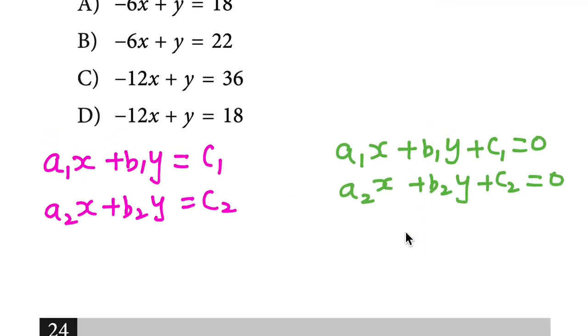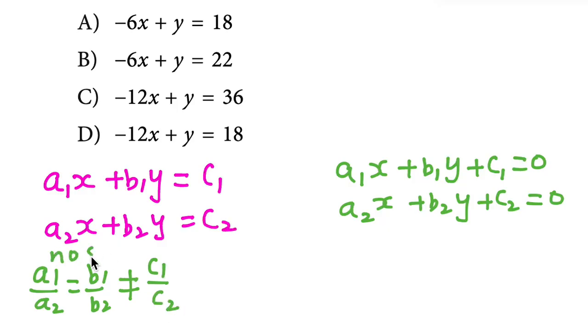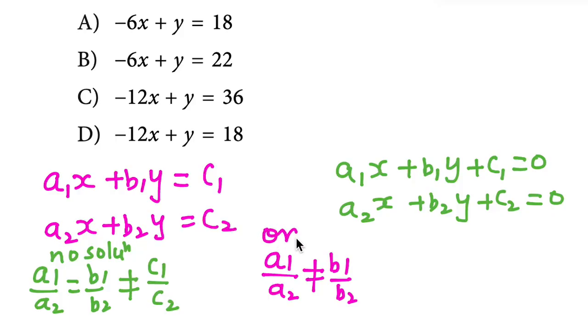So if a system of equations has no solution, then a1 upon a2 is equal to b1 upon b2, but is not equal to c1 upon c2. So now it has no solution. Okay, what if it has a unique solution? Then a1 upon a2 is not equal to b1 upon b2. We have to simply find the ratios. Then it will have one solution, one common solution for both the equations.